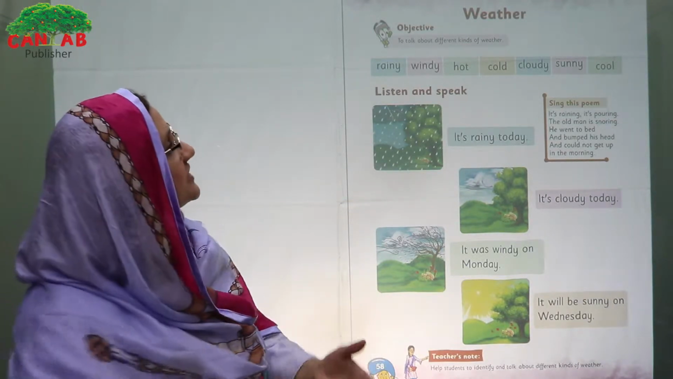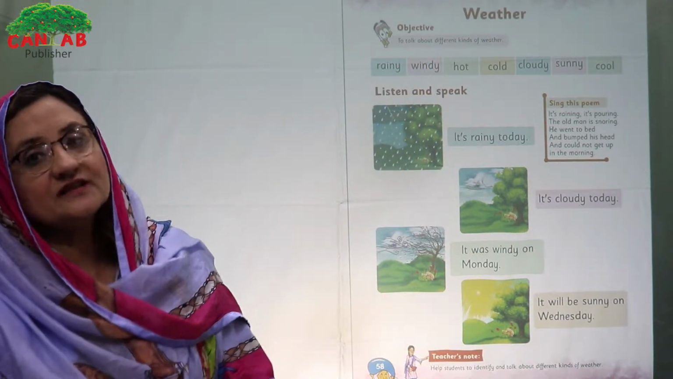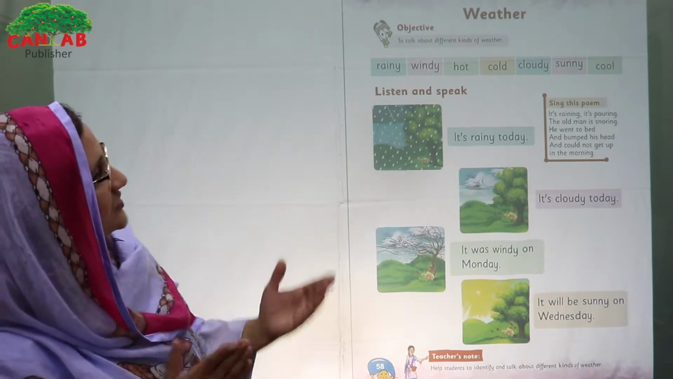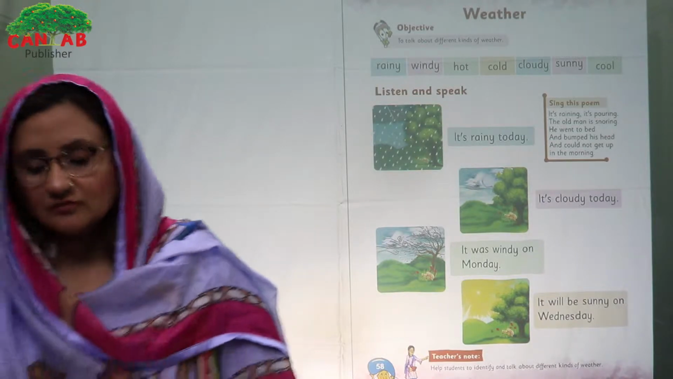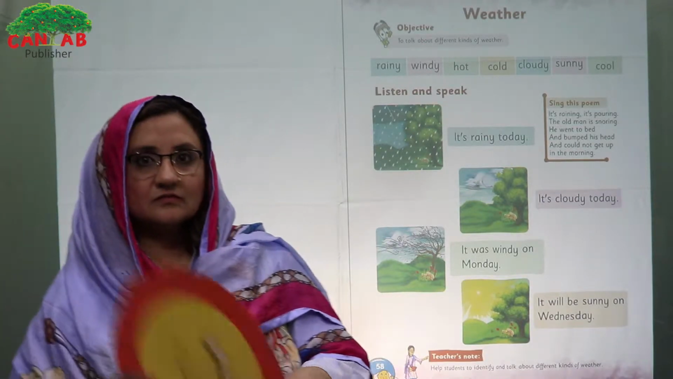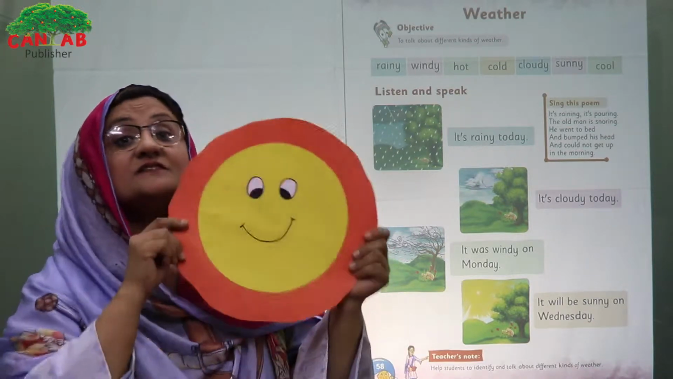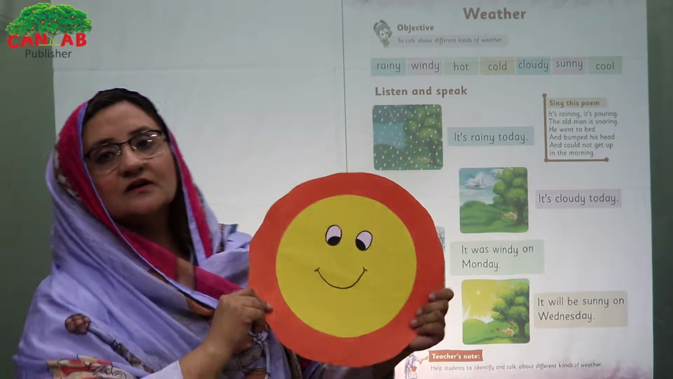And today's topic is weather. It means that by the end of the lesson our students will be able to talk about different kinds of weather. So what you can do is show the picture or the flashcard of a sun and talk about today's weather.